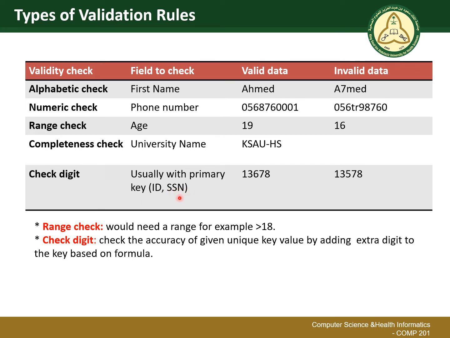Check digit will check the accuracy of a given unique key value by adding an extra digit to the key based on a formula. So usually it will be applied on primary keys like the ID, social security number, credit cards, bank accounts, and so on. So they will apply a specific formula, and based on the formula, it will ensure if the data is correct or not.